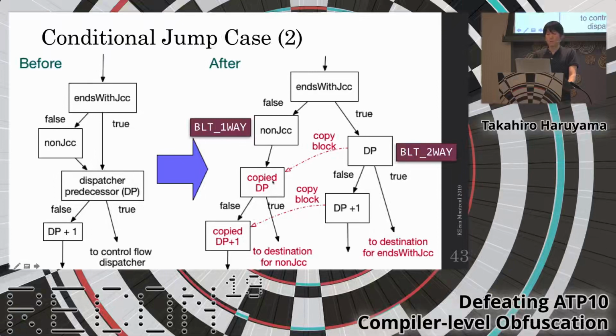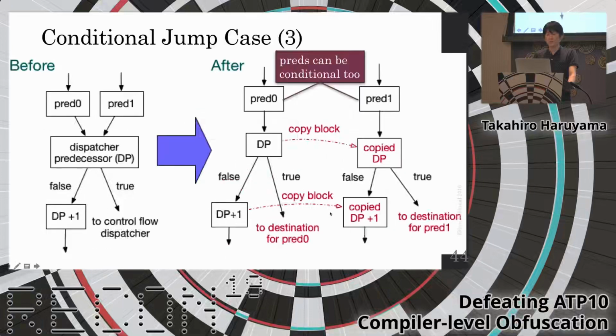About the false case block, the false case block number should be the conditional block number plus 1. So this block should be copied as well. Conditional jump case 3 can be handled in the same way, but predecessors can be conditional too. In that case, the dispatcher predecessor should be copied even if the tail instruction is not a conditional jump.